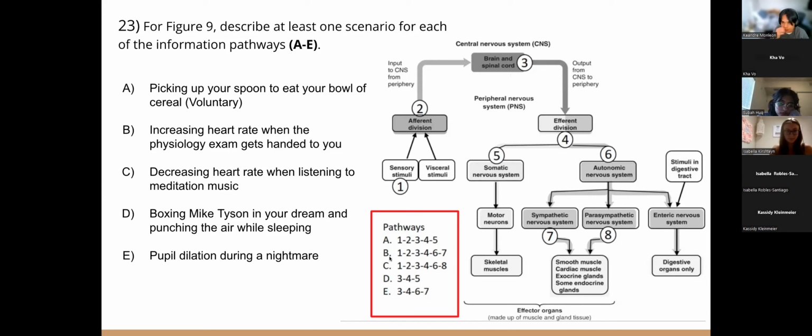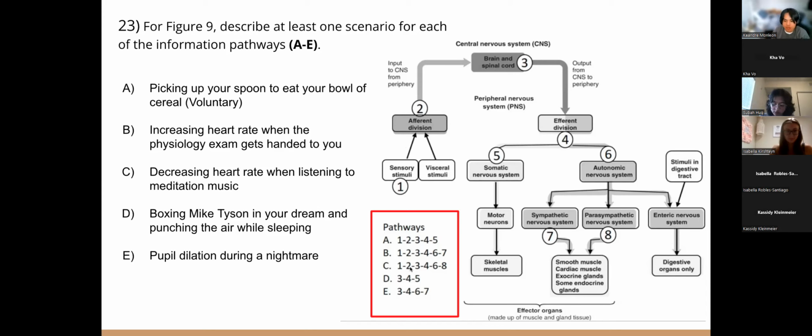In the case of B, the information is directly traveling from the sensory stimuli all the way to our sympathetic nervous system, right? So when I think sympathetic nervous system, once again, I think fight or flight. A good example would be increasing heart rate. Heart rate is something we cannot control. When we see a physiology exam, typically we start to panic, right? So this information, once we see that exam, is detected by our receptors and sent out to our brain, and this sends out an impulse directly to our cardiac muscle to beat faster during these stressful situations, right? So this is a good example.